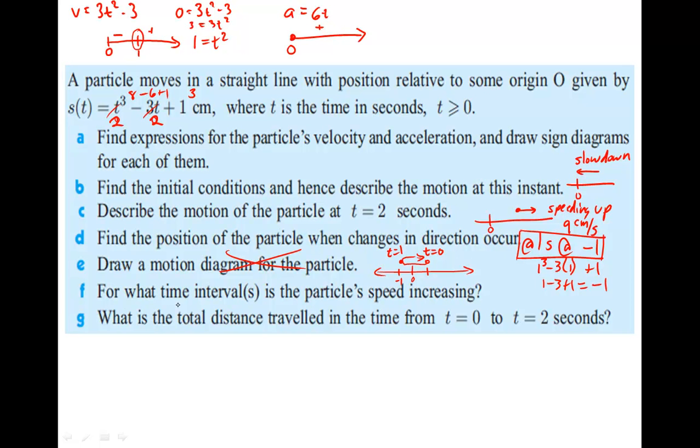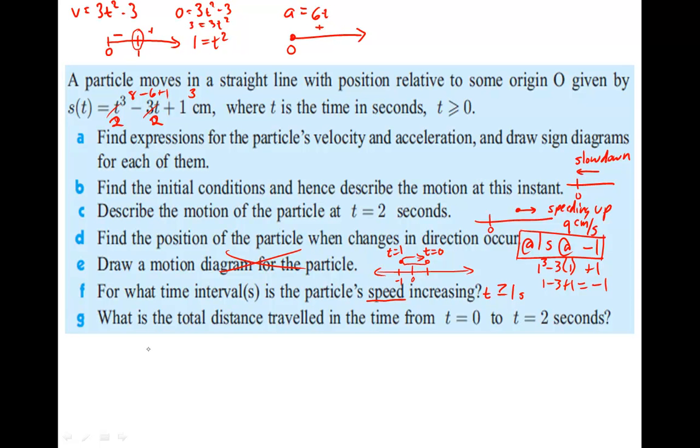Okay, for what time intervals is the particle's speed increasing? Well, because it says speed, then that means that the velocity and the acceleration need to be in the same direction. The velocity is always increasing because I always have a positive acceleration. But when is the speed increasing? Well, it's only when they're both positive. So for time greater than or equal to 1 second. So from that on and on and on.